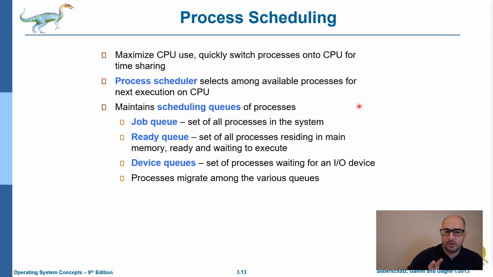So the scheduler has a job queue, which is all the jobs that are not yet terminated. So they're somewhere between new and terminated. A ready queue, those are those that are ready to execute. And then there is this other idea of a device queue that we'll go through in the next slide, because I think it's a little easier to understand.